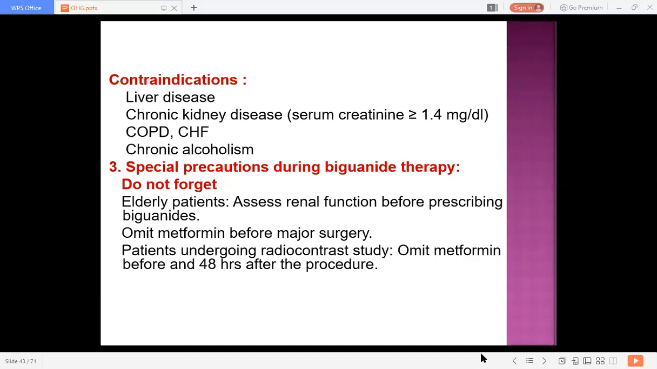There are special precautions you advise when you start biguanide therapy, that is metformin therapy. We should always assess elderly patients before giving metformin, and assess the renal function before prescribing the biguanides. We should omit metformin before major surgery. If the surgery is planned, we should stop the metformin therapy for the patient. For patients undergoing radiocontrast study also, we should omit metformin before and 48 hours after the procedure.